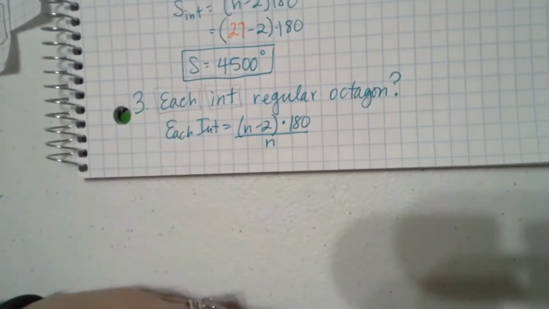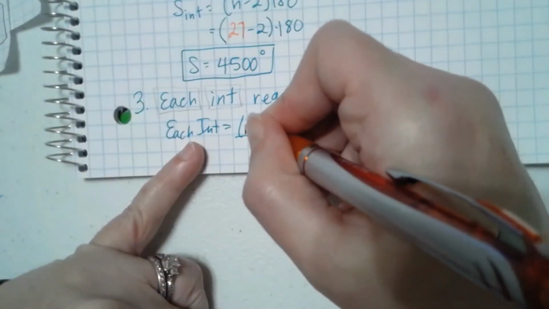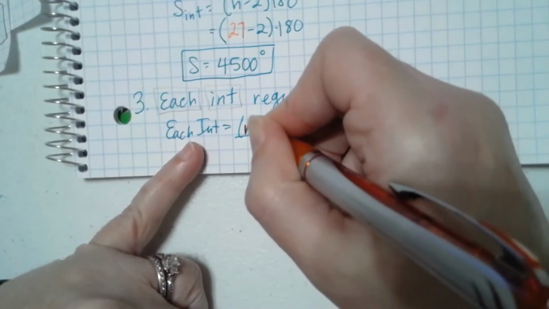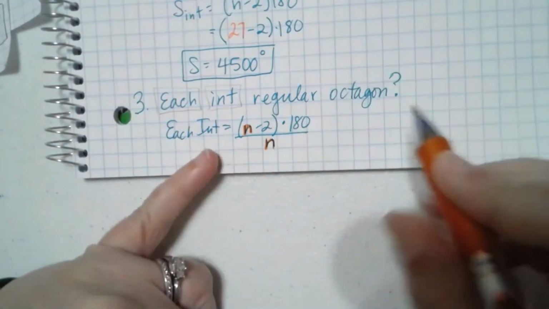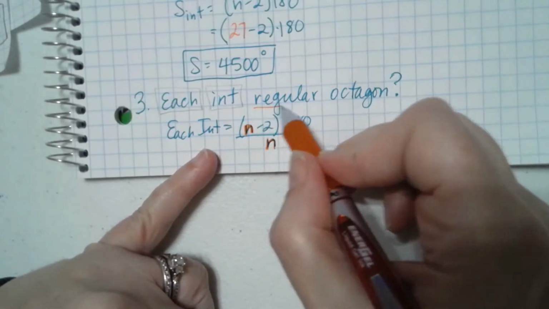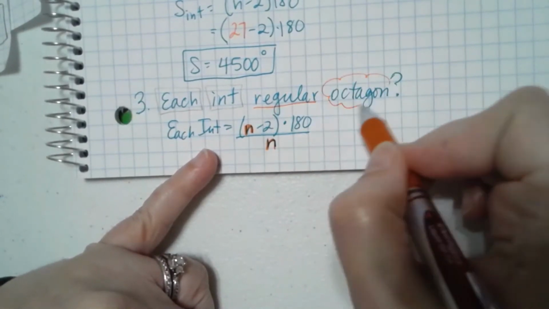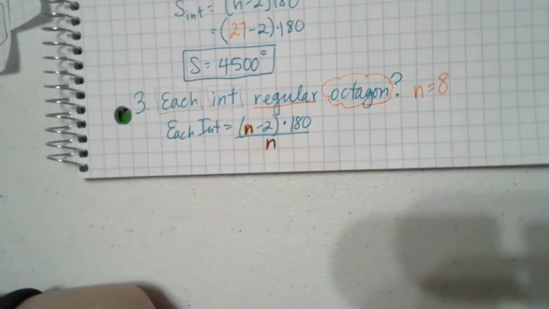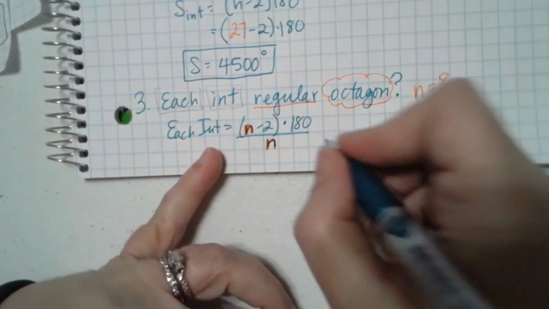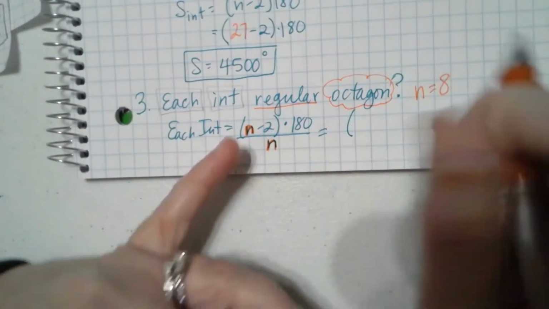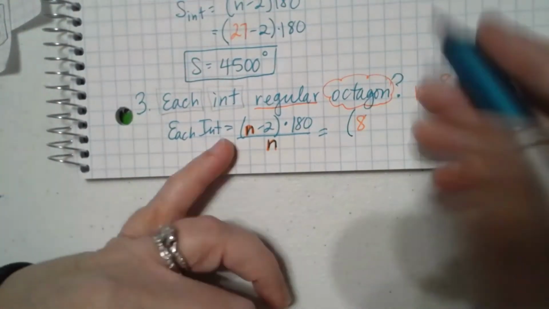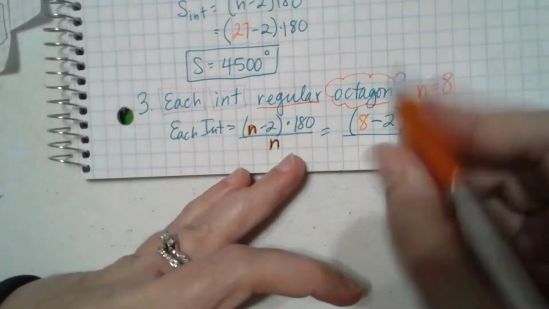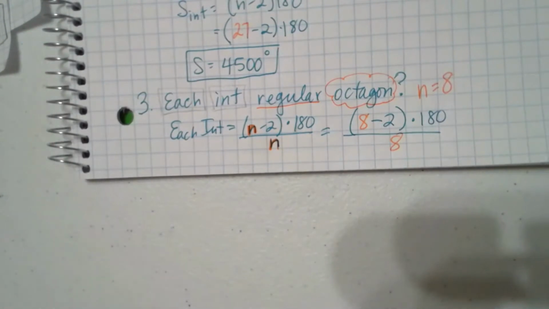Okay? And right here, where I see these n's, this is my variable. Variable means the thing that changes. So for this problem, I'm going to change that n to the number of sides on a regular octagon. Octa means 8. So I'm going to rewrite this equation, and instead of the n, I'm going to put an 8, both places where we see that n. Like that.